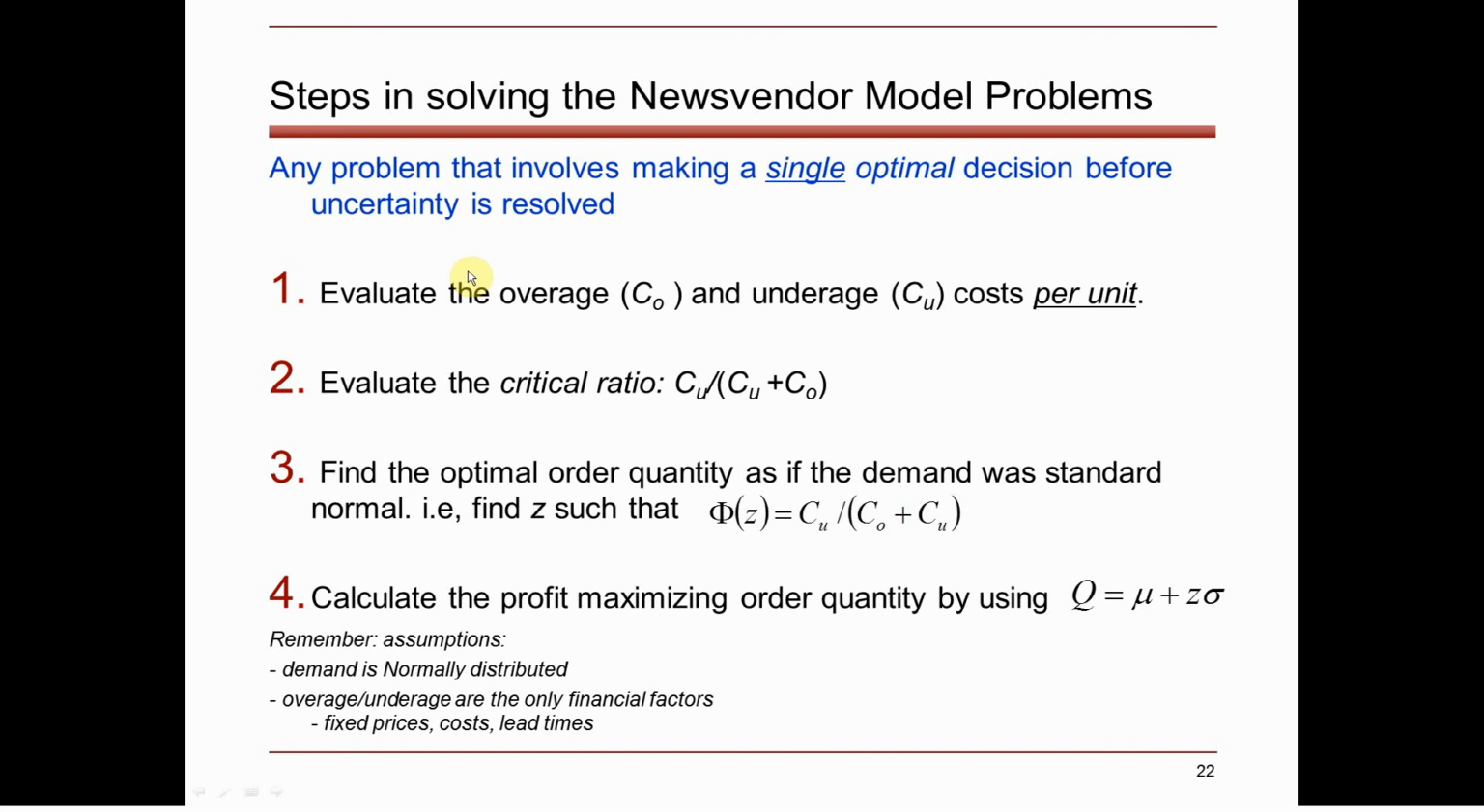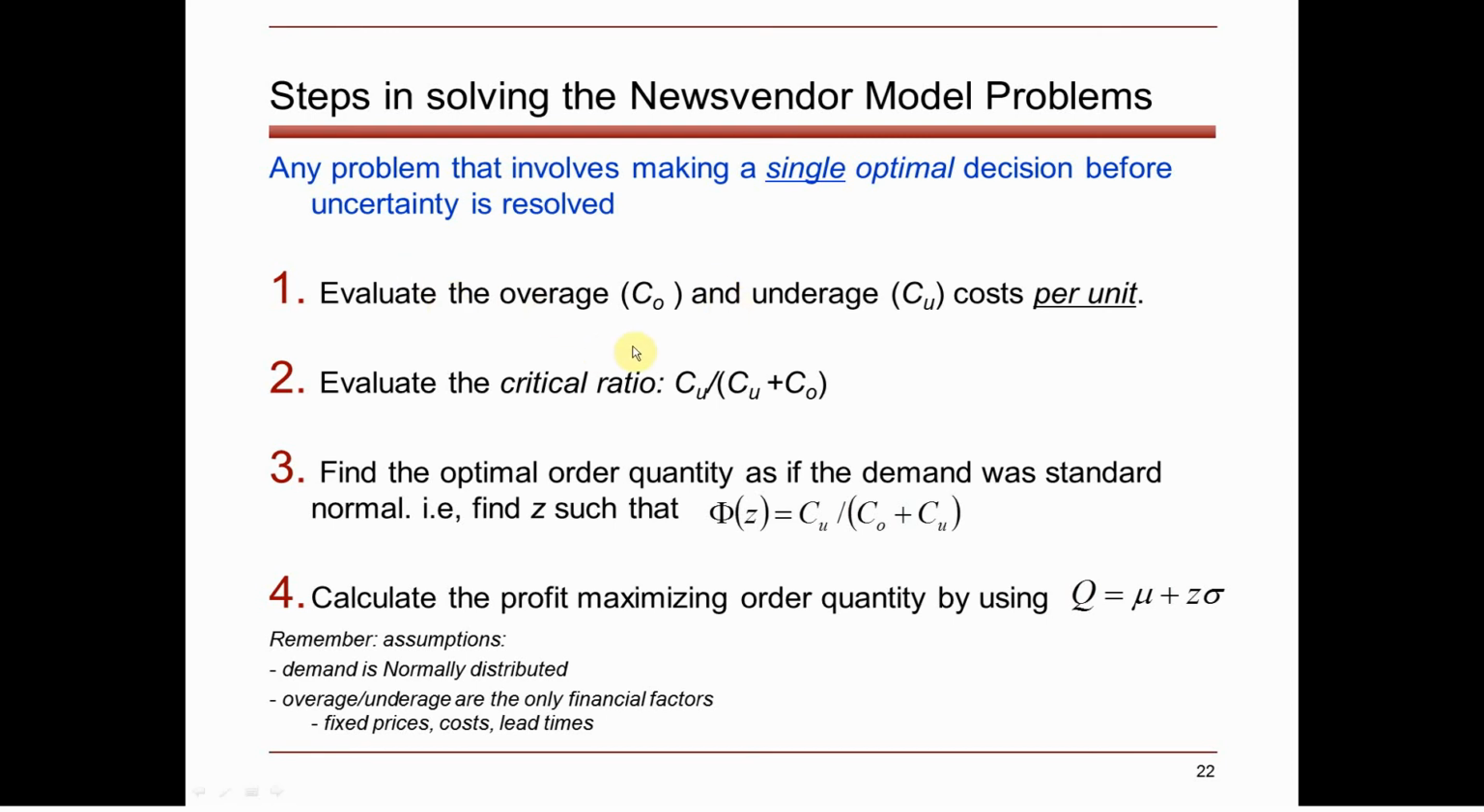So how do we solve Newsvendor kind of problems? Well, first of all, recognize you have a Newsvendor problem. You have a Newsvendor problem when you have a single optimal decision before the uncertainty is resolved. So what do we mean? We need to figure out what's the best thing, how much of this, or what's the optimal that, minimum that, before we know how many things are actually sold. So that's what we mean by uncertainty is resolved. We need to make the decision before we know the actual demand.